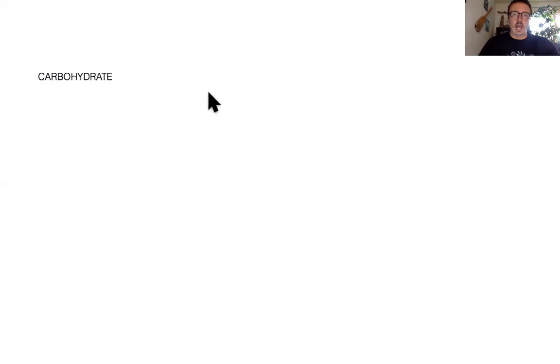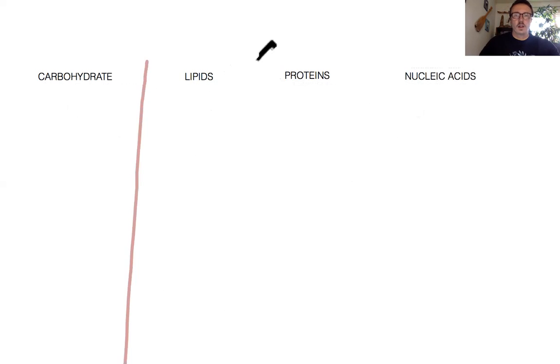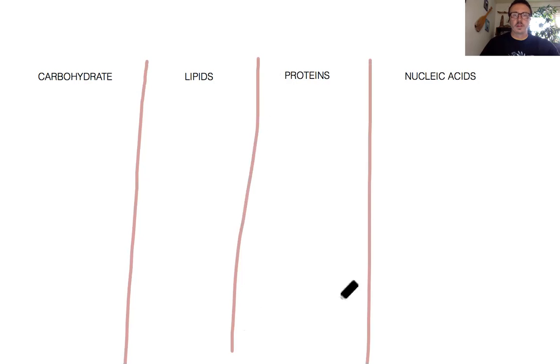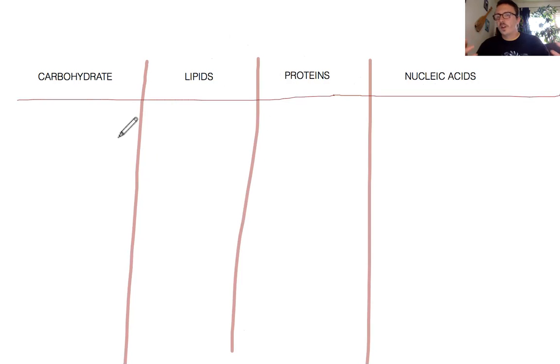We've got the 4 categories, right? We got carbohydrates, we got lipids, we have proteins, and we have our nucleic acids, okay? And I'll put them into little separate categories. So the first thing that I think is important to recognize is, what are some examples, right? Or what should I think of when I see these words?